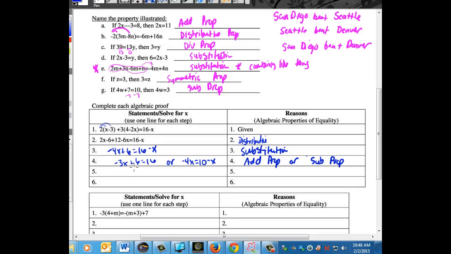Alright, and from here, let's minus 6 on each side. Negative 3x is equal to 10. That would be the subtraction property. And then divide both sides by negative 3, x equals negative 10 thirds, and that's the division property.